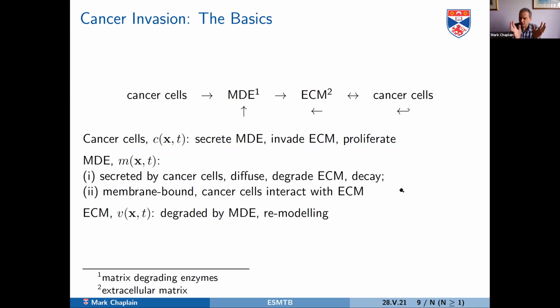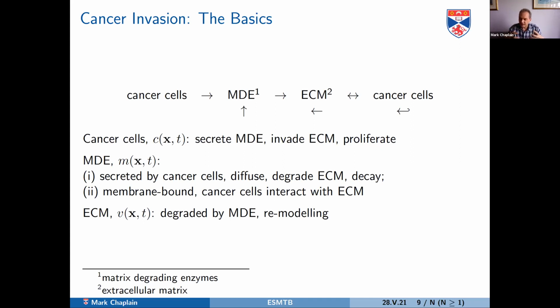And so just to summarize the key biological mechanisms of cancer invasion, there are three main components. There's the cancer cells themselves, and how they interact with the extracellular matrix. That happens through a class of enzymes called matrix-degrading enzymes. And there are two main classes. There are matrix metalloproteinases, MMPs, and there's also the urokinase plasminogen activator system.